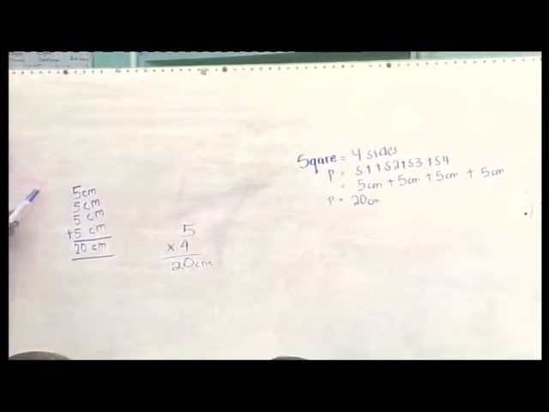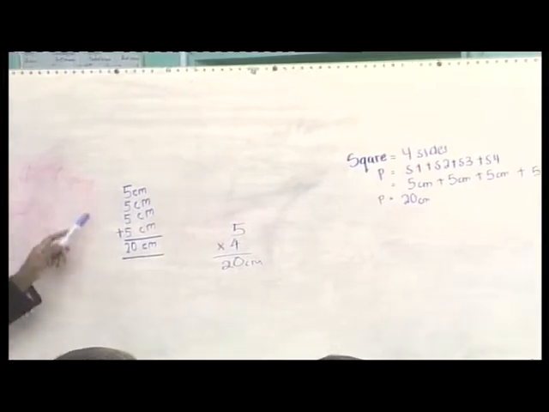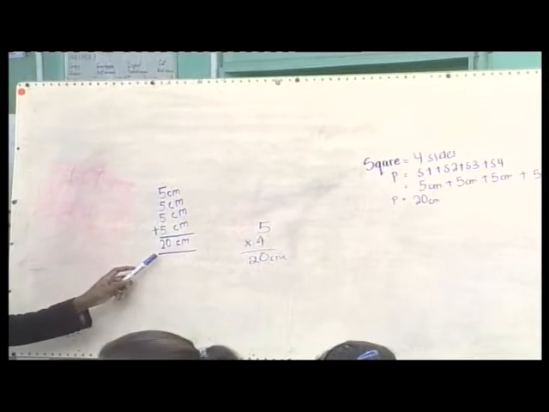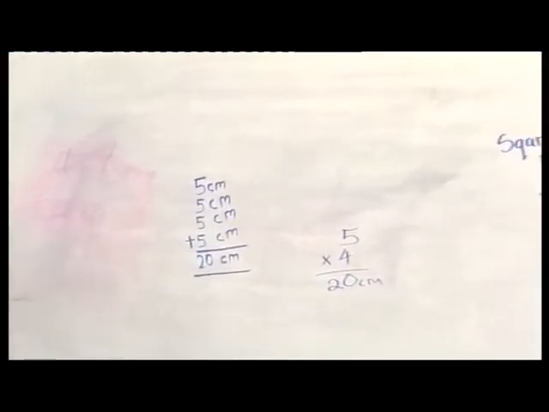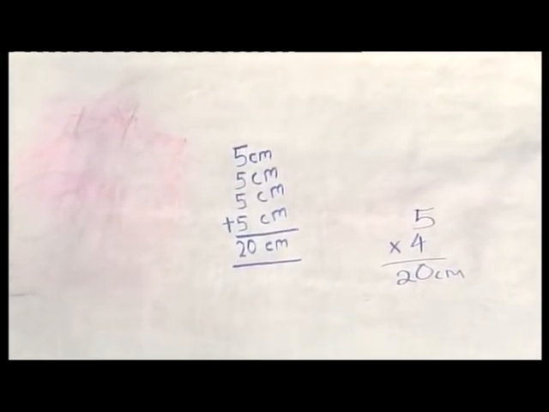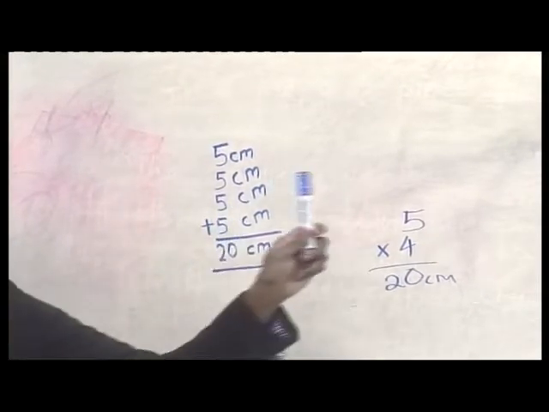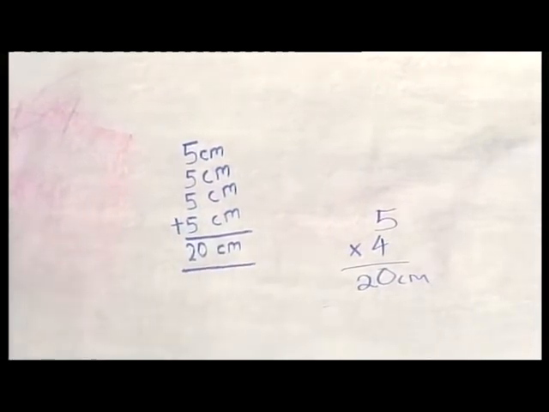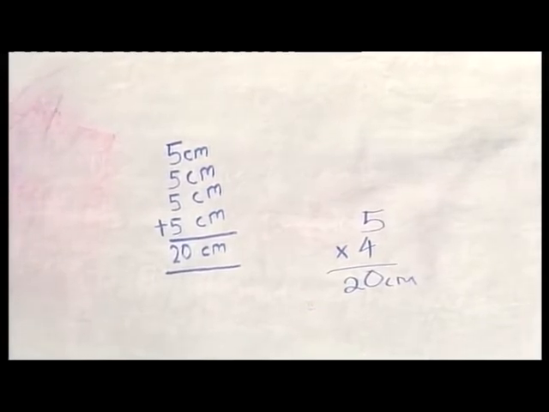Victoria has this way. She has written her working out in columns. And she came up with the answer as 20 centimeter. The answer is still correct. Now, class, what is missing? What is missing? You compare her working out to Lorraine's working out. What is missing?